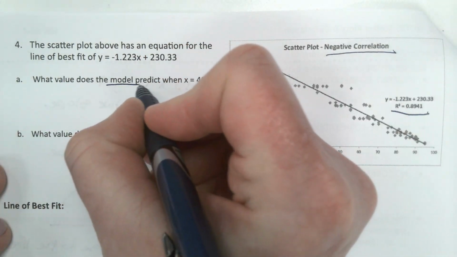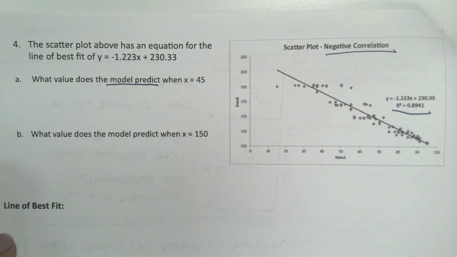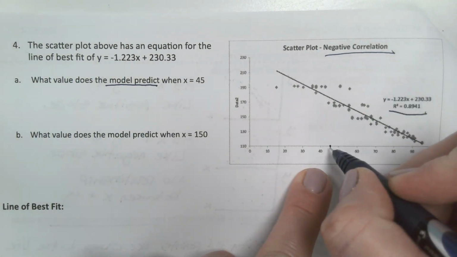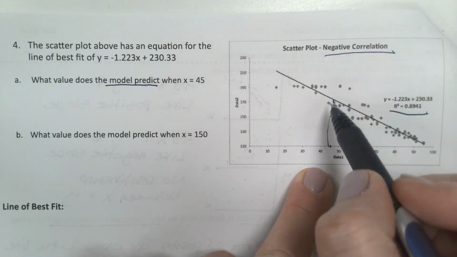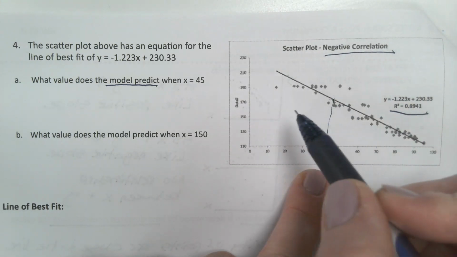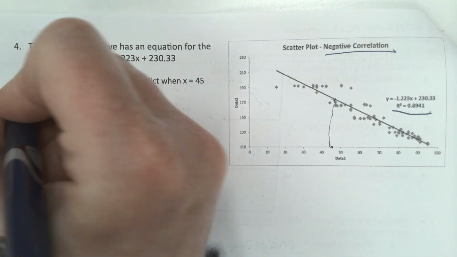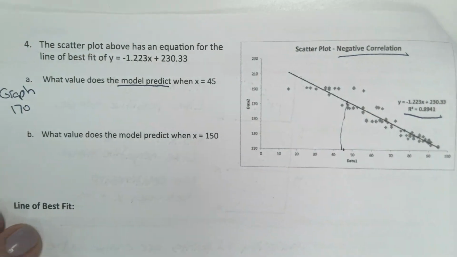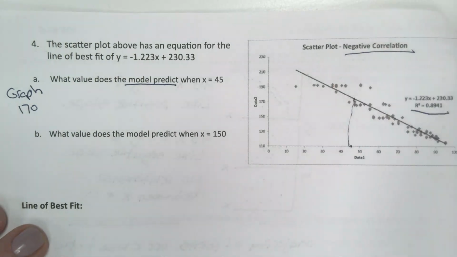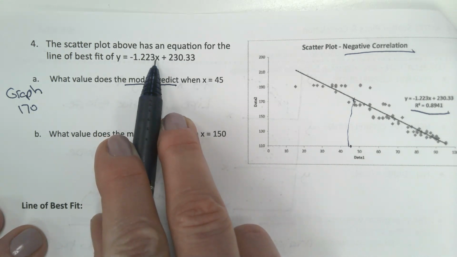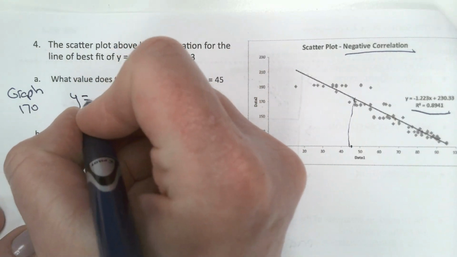What value does the model predict when x is 45? All right, so here's where 45 is. So when I go up and I go over, my graph says I should be at about 170. But it says use the model to predict it. So I'm going to plug 45 in for x right there, and I'm going to see what the model gives me.